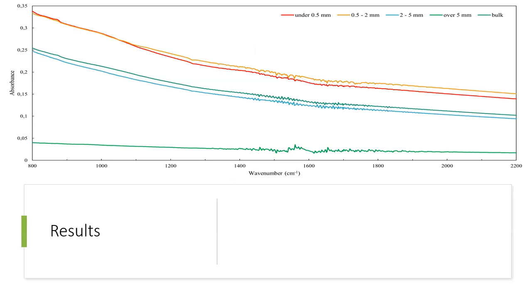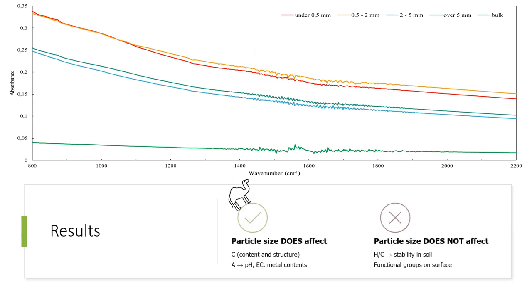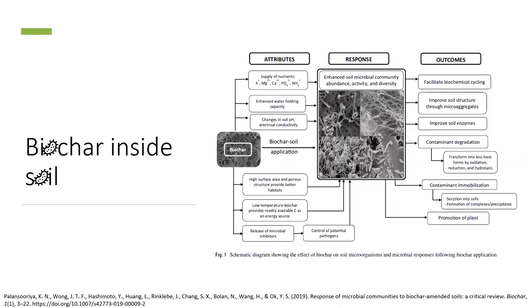Then we did infrared spectroscopy, and you can see that there are no functional groups on the surface of biochar. So we concluded that a particle size does affect carbon content and structure and ash content, which subsequently influences pH, electrical conductivity values, and metal contents. And it does not affect biochar stability in soil and functional groups on surface, which is good for our purposes.